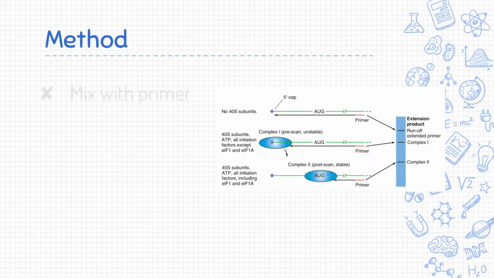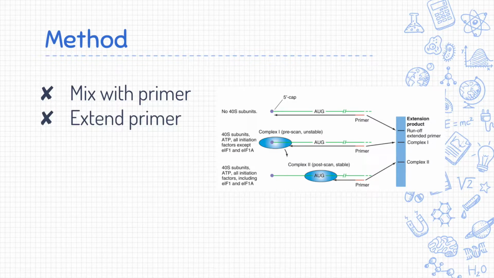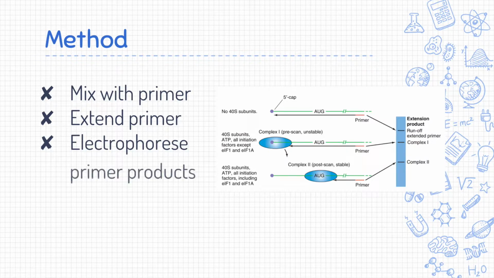Each of these conditions was mixed with a primer that binds downstream of the initiation codon on the mRNA. The primer was extended with labeled nucleotides and reverse transcriptase. Reverse transcriptase stops when it hits the leading edge of the 40S subunit. The length of the extended primer shows where the leading edge lies. Then, the primer extension products were electrophoresed to measure their sizes.